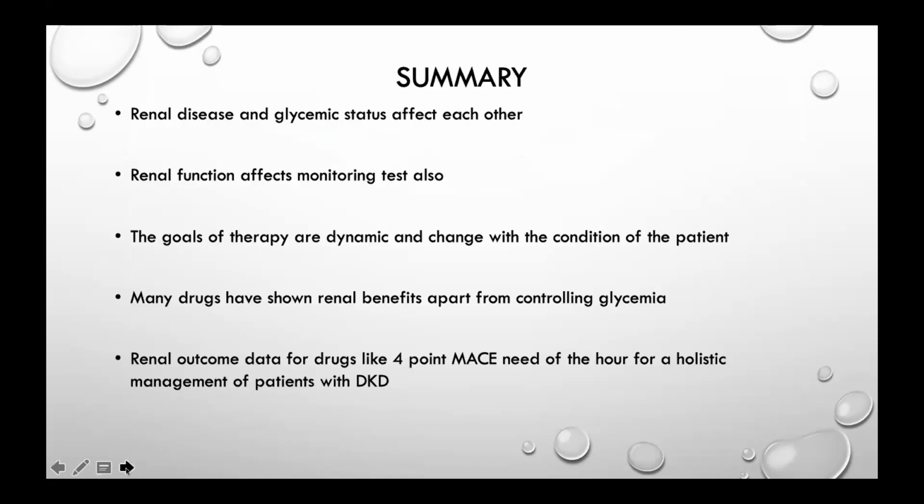So in summary, what I would like to tell you is that renal status and glycemic status affect each other. There is a continuum. Renal disease affects glycemic status, and glycemic status affects renal disease. Renal function affects monitoring also. HbA1c may not be a very good test. The goals of therapy are dynamic, and they will change with the condition of the patient.